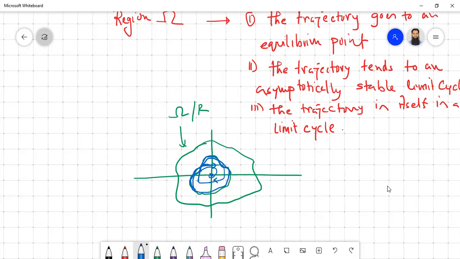There is no other case. So it has to be a decaying nature. If it has a decaying nature, it will go to the equilibrium point. If it has no decaying nature, and if you have a limit cycle, then it will decay to the limit cycle. And the third one is the limit cycle itself, so it will always be there. So this is the intuition behind this theorem.